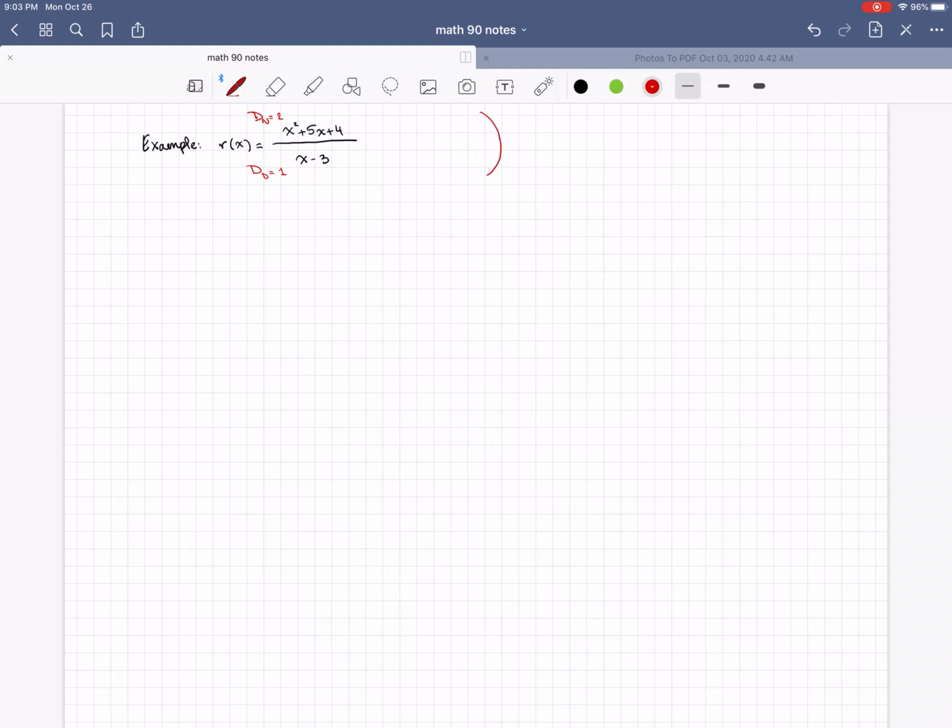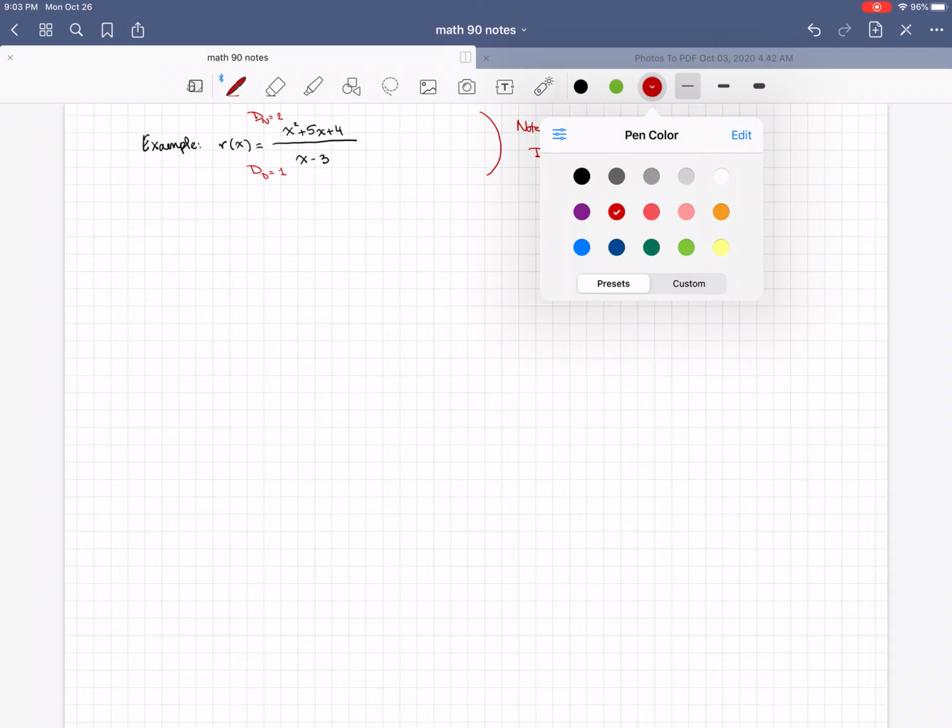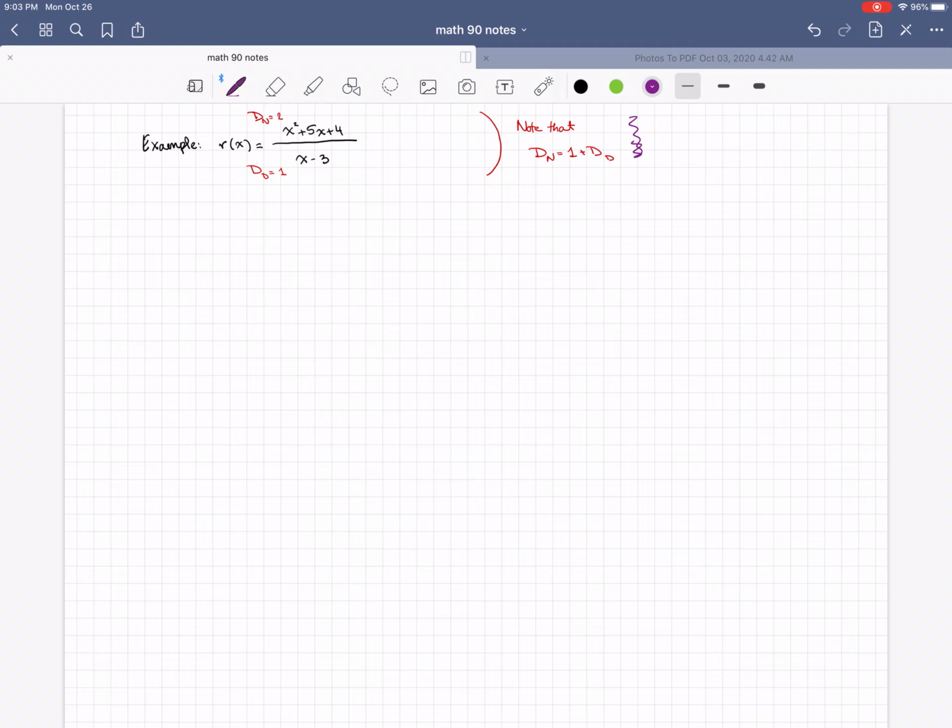You'll notice I'm leaving a space here. I'll explain why in a second. So note that the degree of the numerator is equal to 1 plus the degree of the denominator. And this is super important. When you see this, that tells you that your function is going to have a slant asymptote. It's not going to have a horizontal one, but it is going to have a slant asymptote.